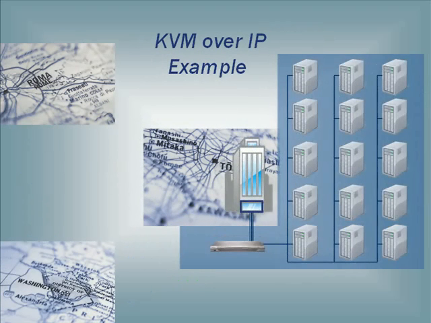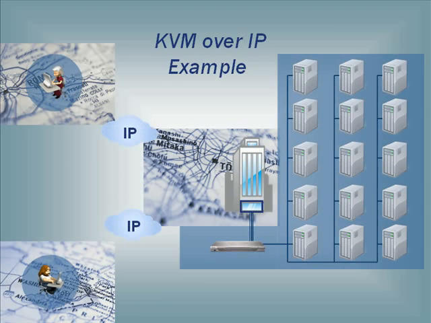The Tokyo location is home to the company's multi-rack server environment. There are users in Rome and Washington, D.C. that need access to the servers in Tokyo. Using the KVM over IP, they can easily access the servers in Tokyo through the KVM switch.